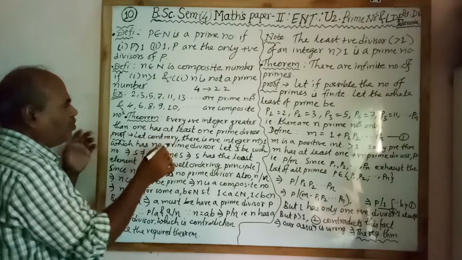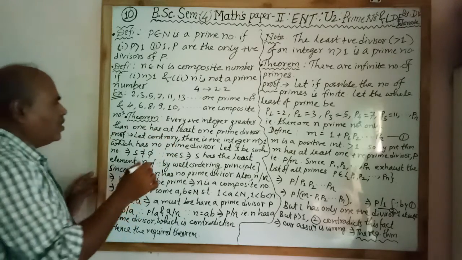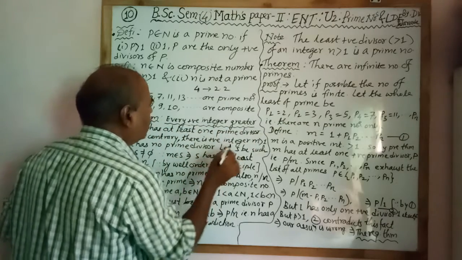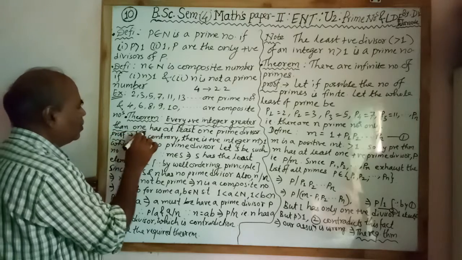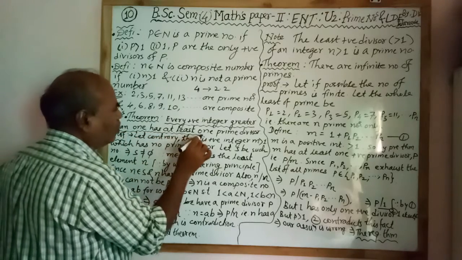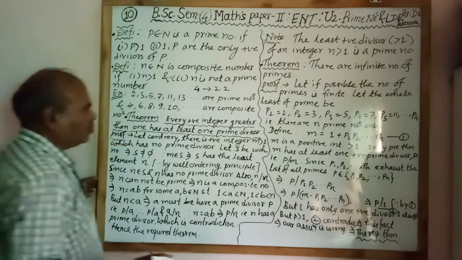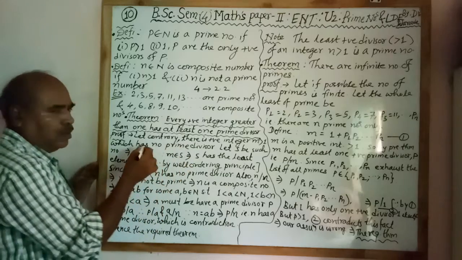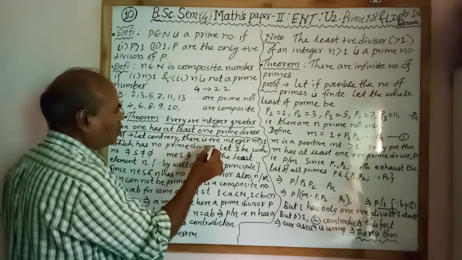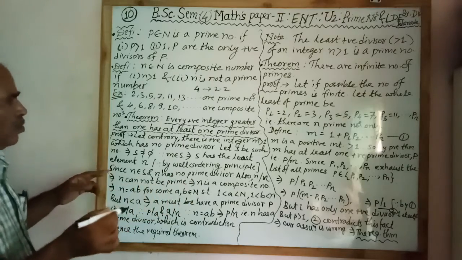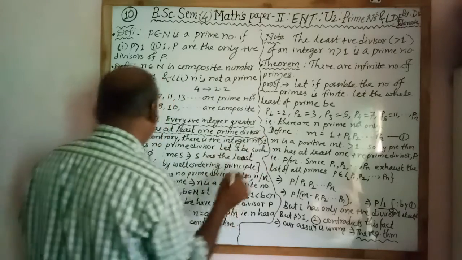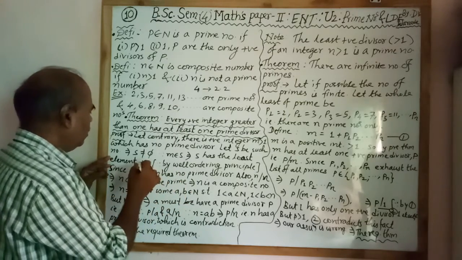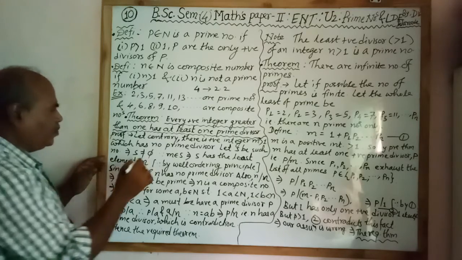Then we see the theorem: every positive integer greater than 1 has at least one prime divisor. Proof: we prove this theorem by contradiction. Suppose, on the contrary, that there is a positive integer m greater than 1 which has no prime divisor. Let S be the set of such numbers. Therefore, S is not equal to empty set.